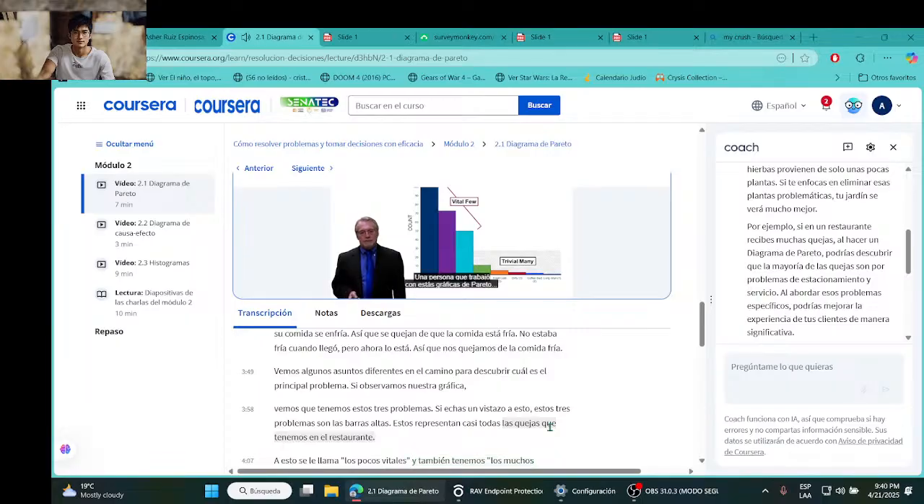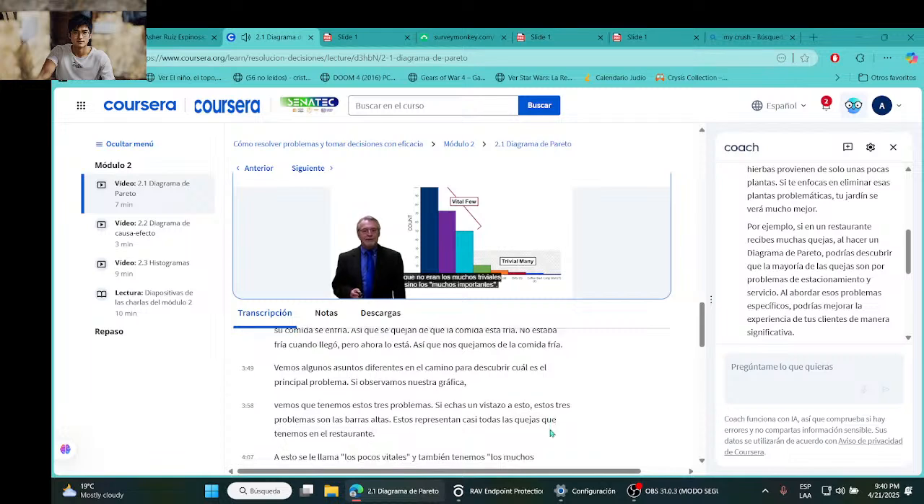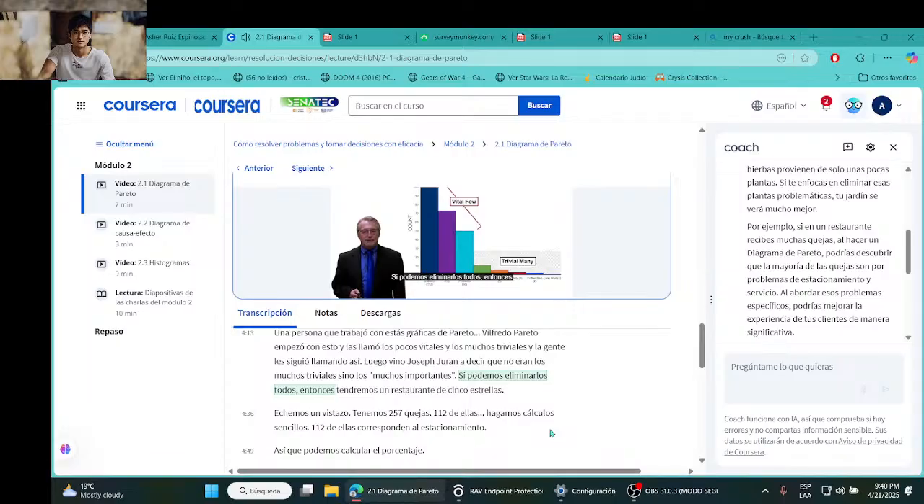There was one of the people involved working with these Pareto charts later on. Vilfredo Pareto, when he was working with this, said the vital few and the trivial many, and a number of other people worked with those. And then one fellow, Joseph Juran, came along and said, it's not the trivial many, it's also the important many. Because if we can also get rid of all of those, then we have a world-class 5-star restaurant.